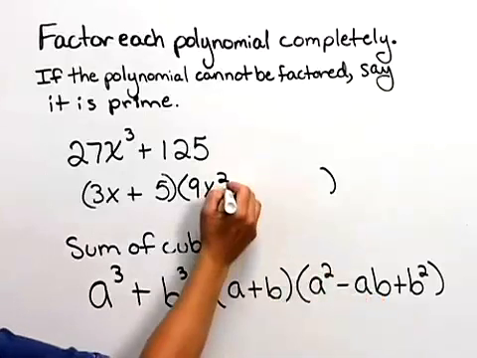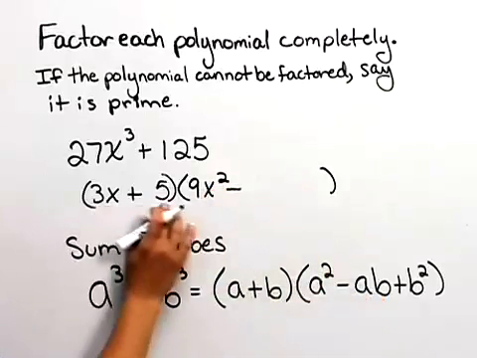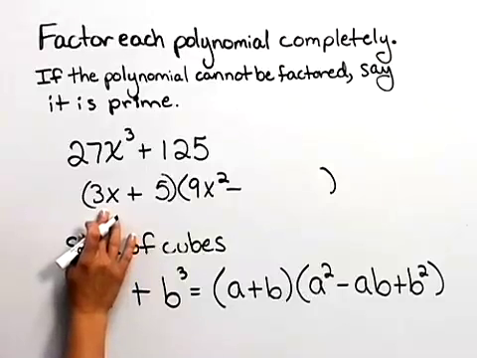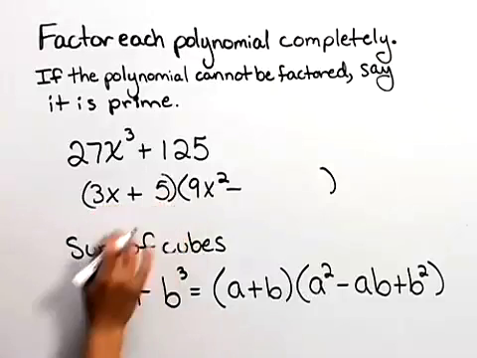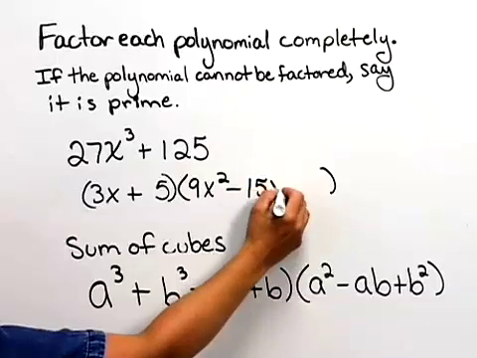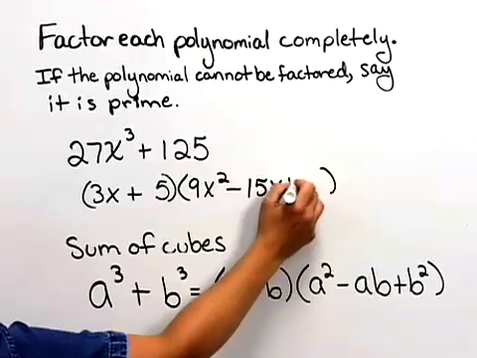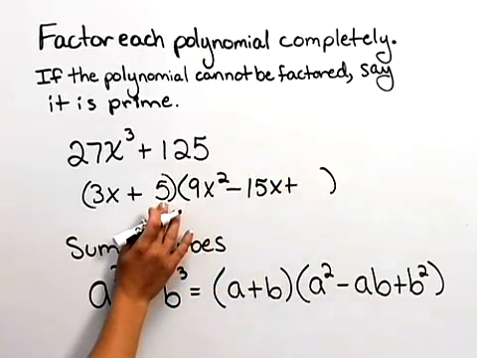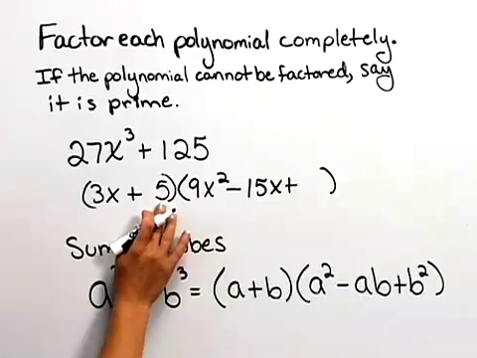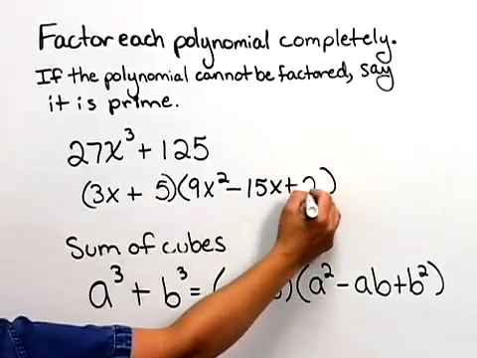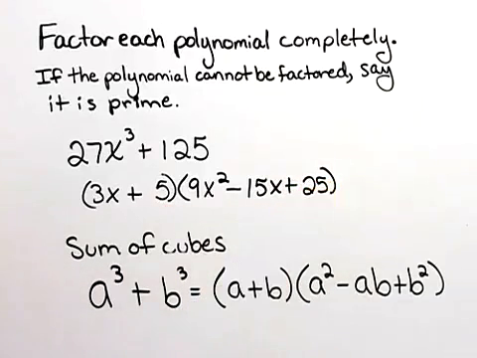For the next thing, we'll subtract from that these things in the first parentheses multiplied together. So 3x times 5 is 15x. And then for the last term in this second parentheses, we'll add on the second term in our first parentheses squared. And 5 times 5 is 25. So our final solution, completely factored, is the quantity 3x plus 5 times the quantity 9x squared minus 15x plus 25.